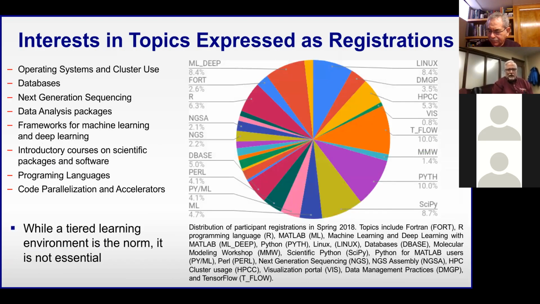So we offer a whole lot of classes. This is a pie chart. If we take all the registrations that we have in a year, and then divide out the attendance or the registrations for each of these sub classes, this is what we come up with. This was a way to answer the question, what are people interested in?